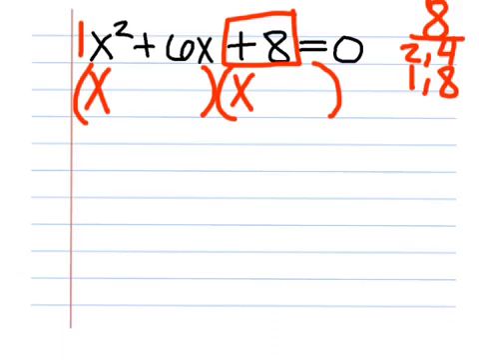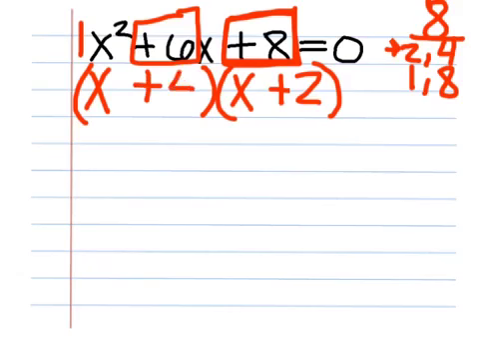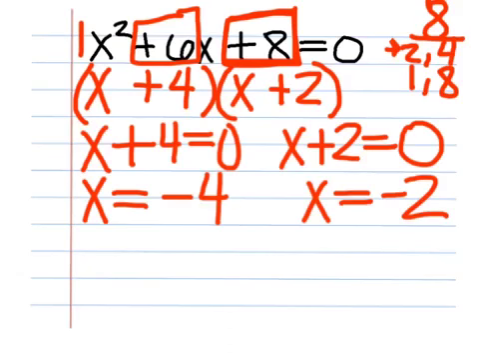All right, what two numbers multiply to give us 8 and add to give us a positive 6? 2 and 4. So those are the factors we're going to use. It's a positive 2 and a positive 4. So those are going to be our final answers.